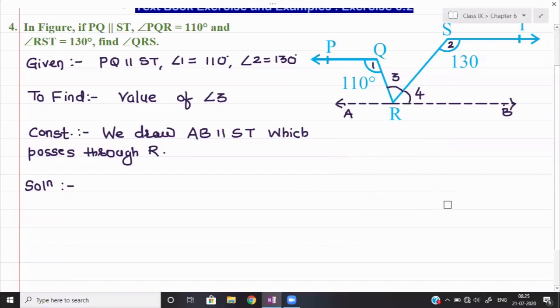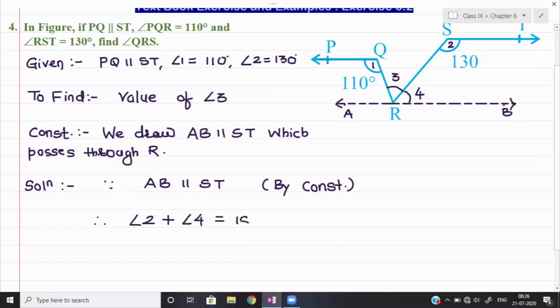Okay, so we'll write down first in the solution, RB is parallel to ST. How? That is by construction we can say. Okay, now further we'll say that if these two lines are parallel, then we can say that angle 2 plus angle 4 is equal to 180 degrees. How? Because they are interior angles. You know that the interior angles are always supplementary.